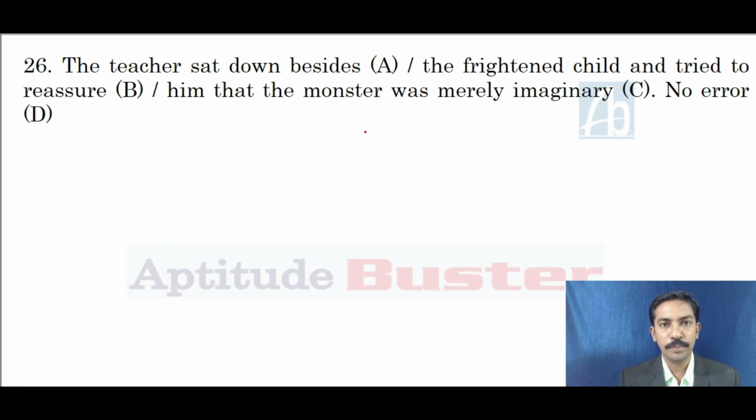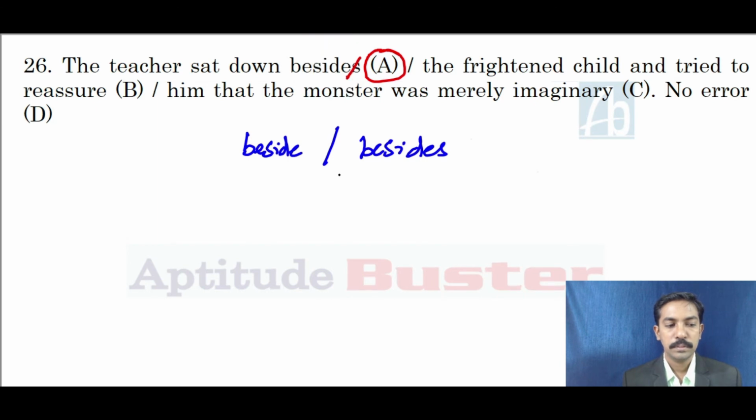On the first look, it would be very difficult for you to get the answer. So I straight away give the answer. For this question, the error lies in segment A, and the correction is, it's not besides, it is beside. We call it homonyms. You can make a note of most popular homonyms. Beside, besides. It's just one letter, but it changes the meaning. The word beside means nearby. The word besides means in addition to.